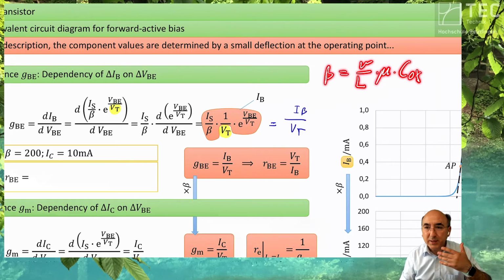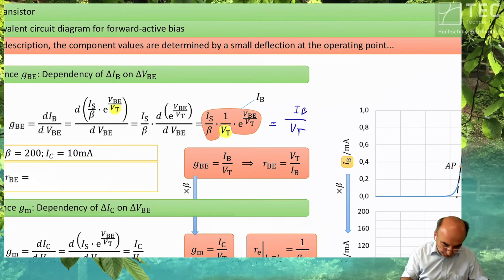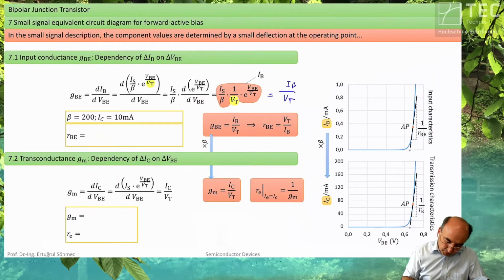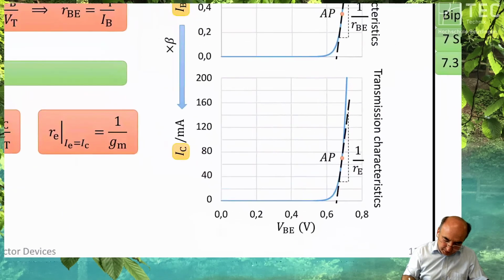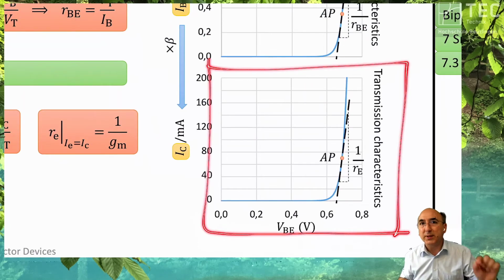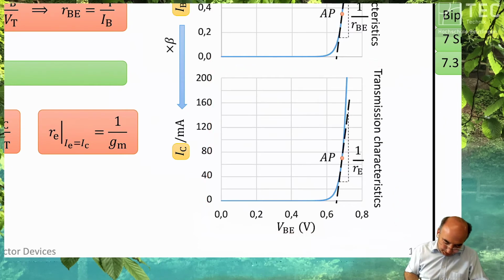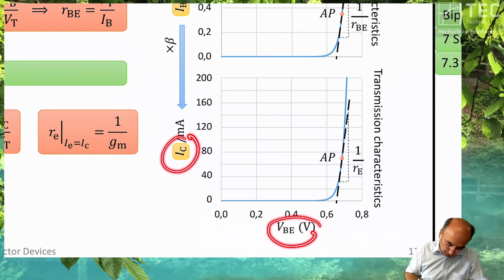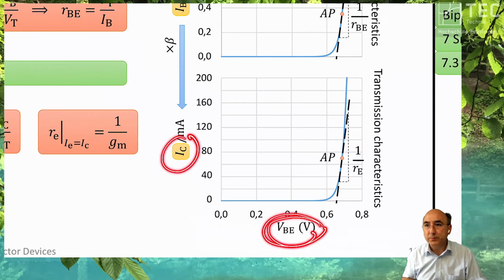Nothing. There is nothing there. Okay? Now if you multiply the base current with beta, you get the collector current. Now you have the most important diagram of a transistor again. The collector current is a function of the base emitter voltage, and it is again exponential.